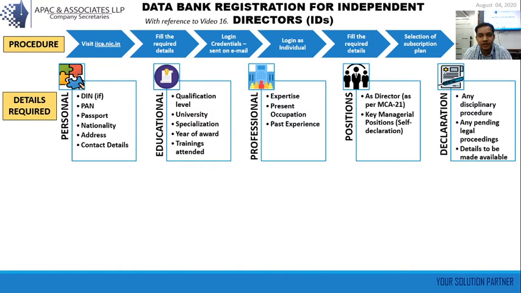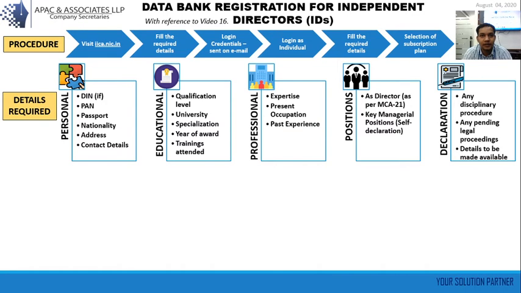Thereafter, certain declarations are required to be made by the applicant, such as the declaration relating to disciplinary procedure in the previous position, and the declaration relating to legal proceedings initiated or pending against the applicant. Thereafter, the applicant shall individually decide which disclosure made while such registration shall be made available publicly and which shall be kept private.